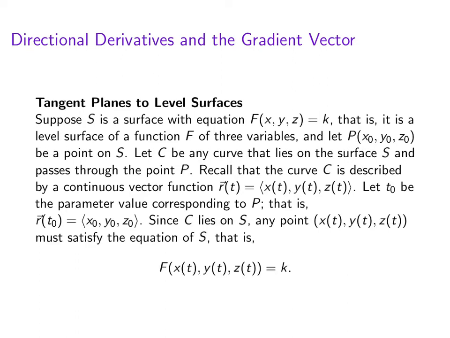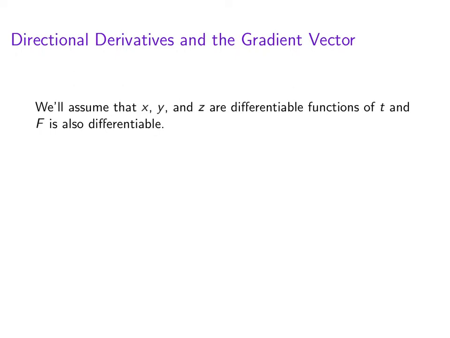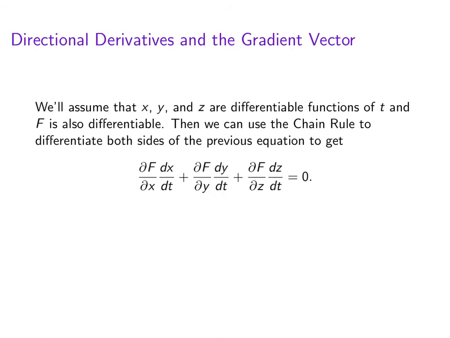Now C lies on the surface, so any point must satisfy the equation of S. That is, we can say that f of x of t, y of t, z of t equals k. And we'll just assume that x, y, and z are differentiable functions of t, and that f is differentiable as a function of three variables. Now let's use the chain rule to differentiate both sides, and we'll get something that looks like this. df by dx times dx by dt plus df by dy, dy by dt plus df by dz, dz by dt, that equals 0.